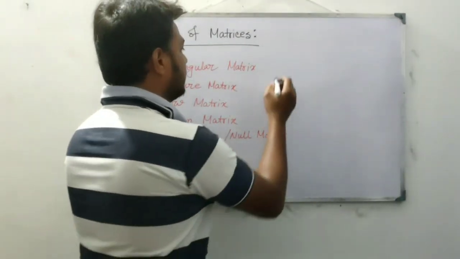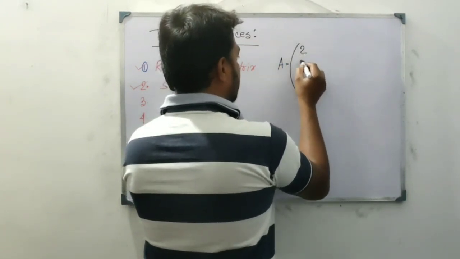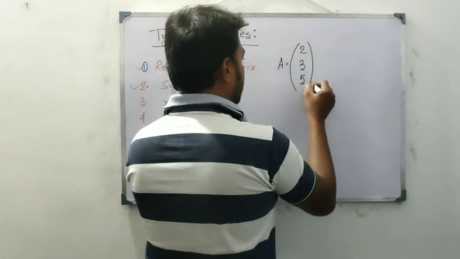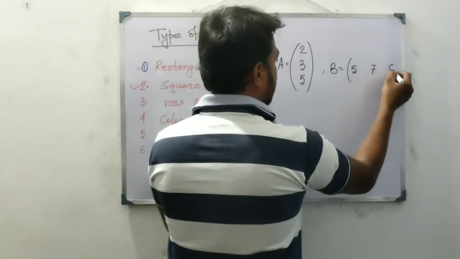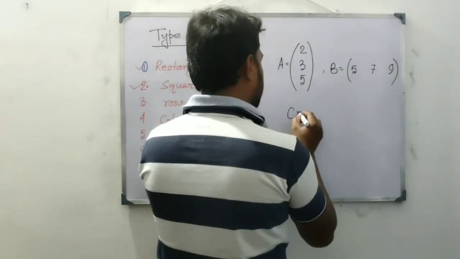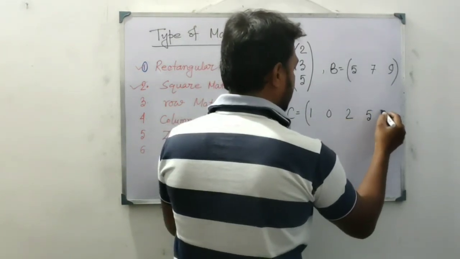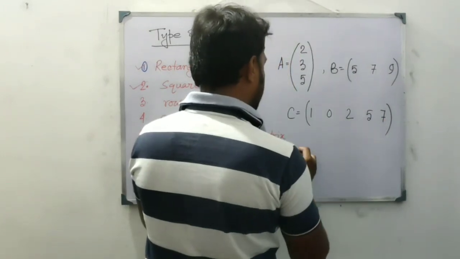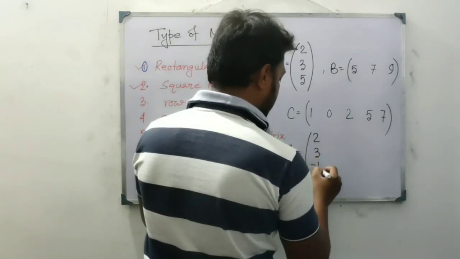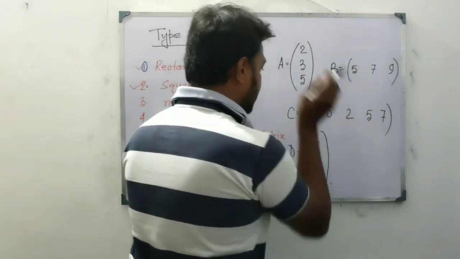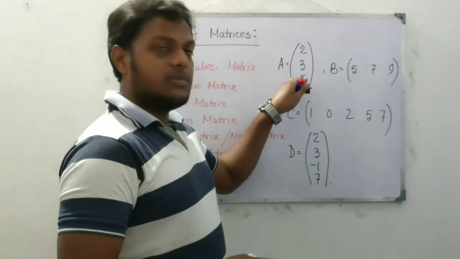Suppose A equals to 2, 3, 5. B equals to 5, 7, 9. C is another matrix: 1, 0, 2, 5, 7. D equals to 2, 3, minus 1, 7. Okay, I have considered here 4 matrices. Here this is a collection of data.